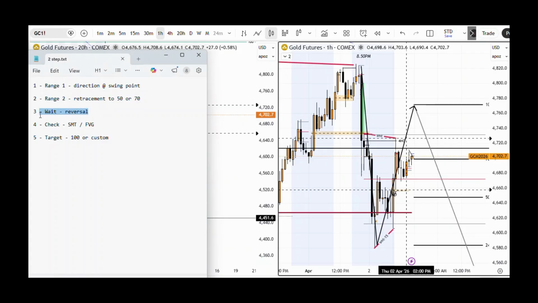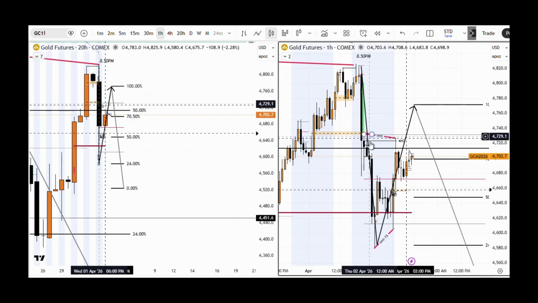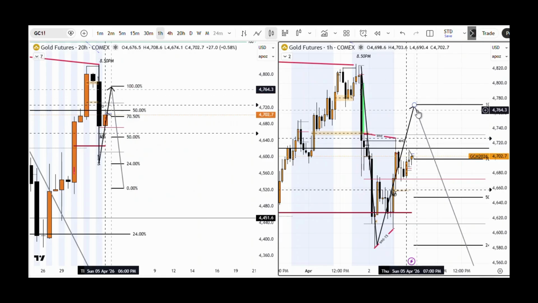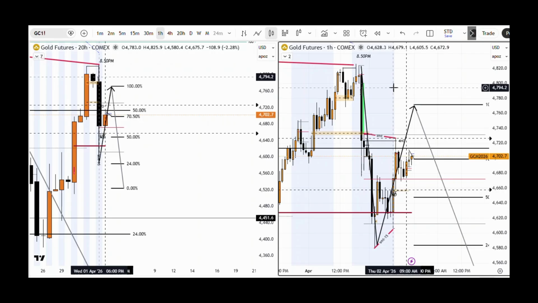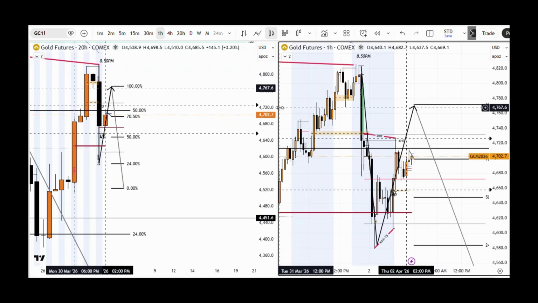Like I said, we wait for reversal. Okay, so this 1 hour is a lower time frame to the 20 hours. We already have this reversal and this move back up. So that's where you're hunting for the trade. You're looking for fair value gap. You have one here. And then you're looking for SMT. We have SMT here, but we could create another one here. That's it. That's the model in a nutshell.